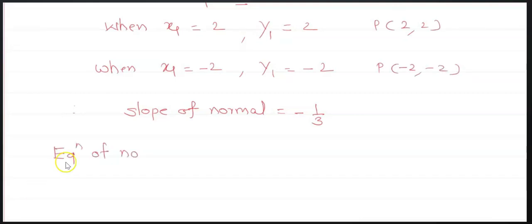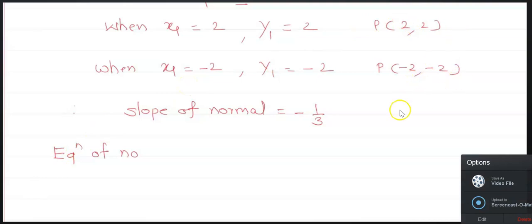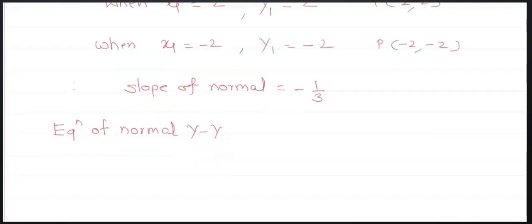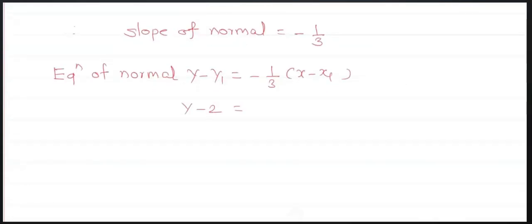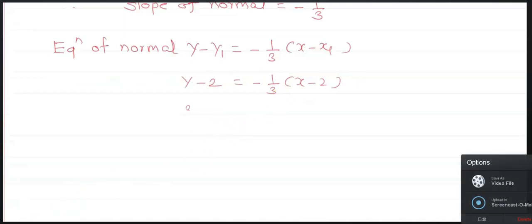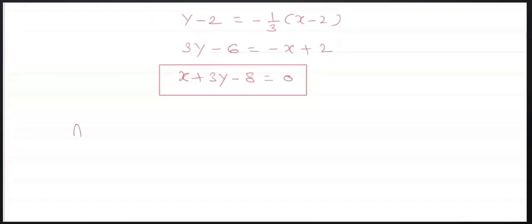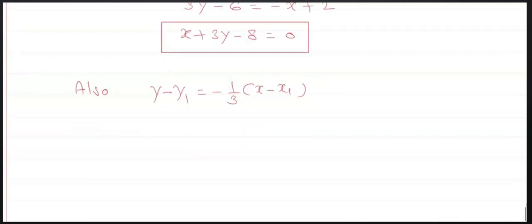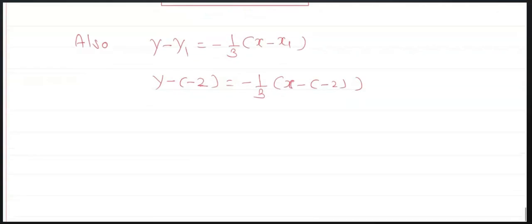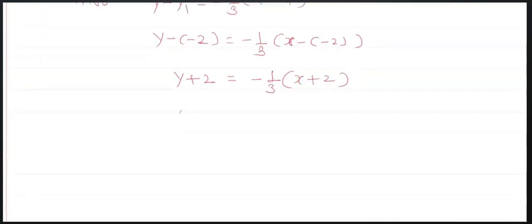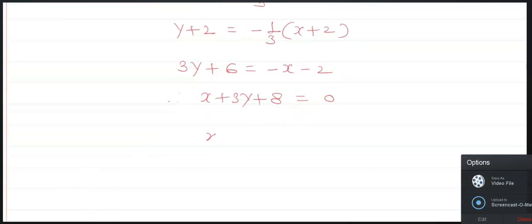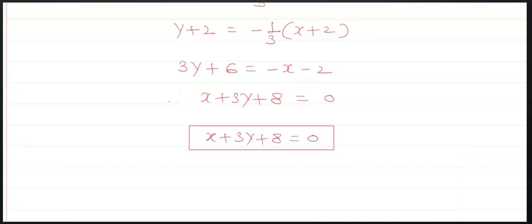Now the equation of the normals. Therefore, we have the two points, that is (2, 2) and (-2, -2). This is the slope of the normal. By using the slope-point form, that is y - y1 = m(x - x1), this is the first; simplify it. Therefore, x + 3y - 8 = 0. And for the other point, I will explain again after completion of this. Therefore, 3y + 6 = -x - 2, that is x + 3y + 8 = 0. This is the equation of the normal.